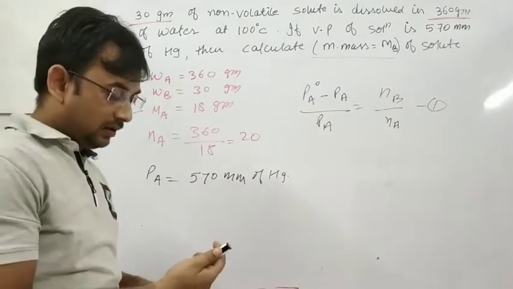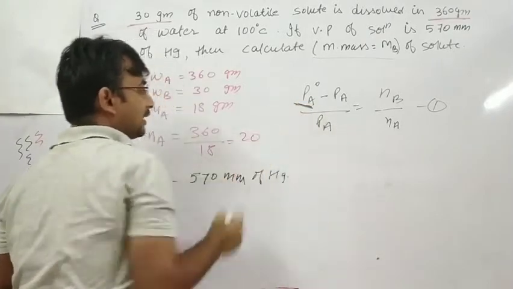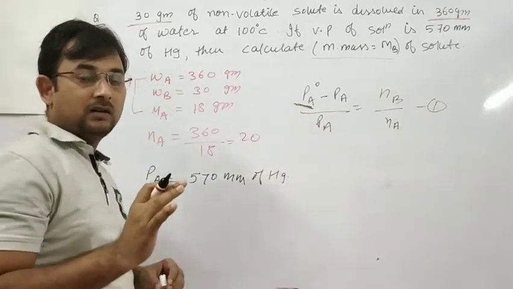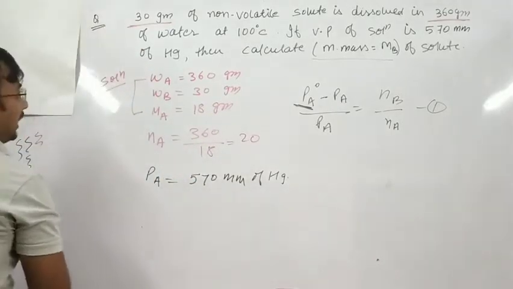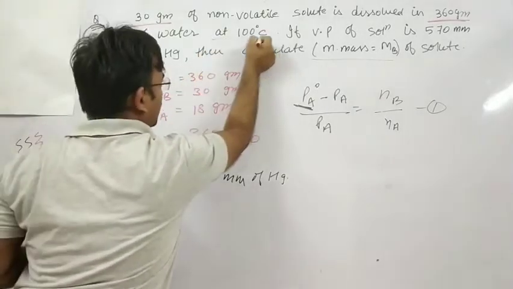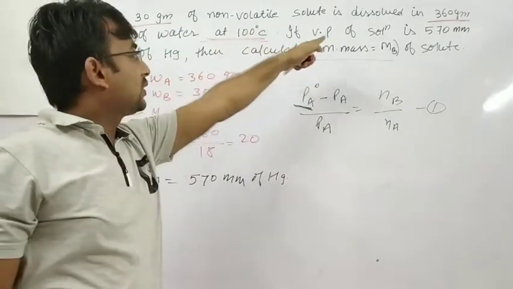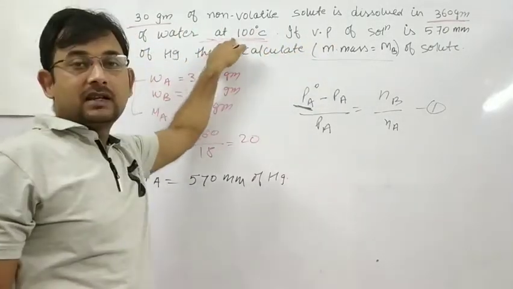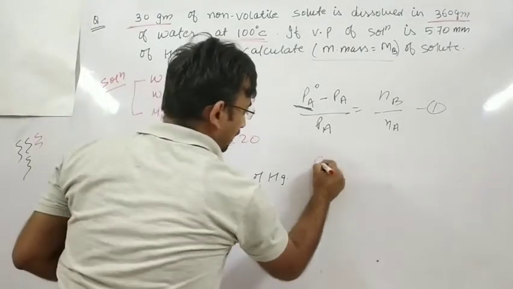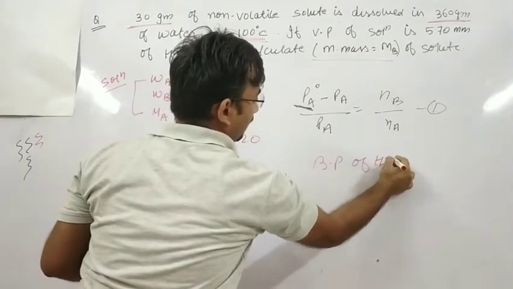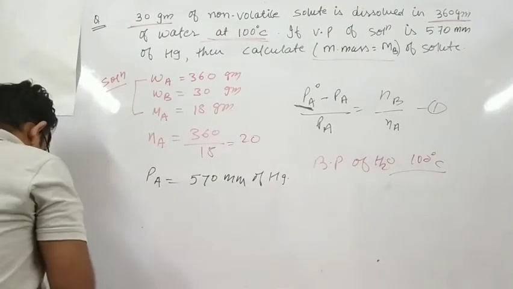But interestingly, I told you already in the beginning of this chapter that somewhere this value will always be given in the question, P0A, or it will be hidden in the question. Where it is hidden, that we have to find out. See, in the question, this point is mentioned for the first time: non-volatile solute dissolving in water at 100 degrees Celsius. We all know water boils at 100 degrees Celsius. The boiling point of water is how much? 100 degree Celsius. And what is boiling point?